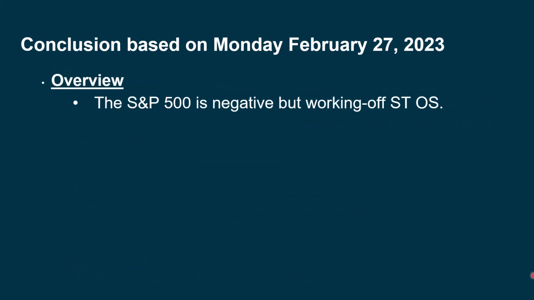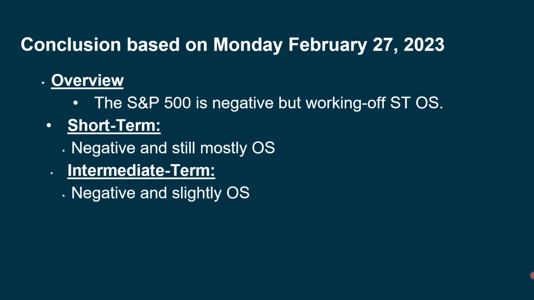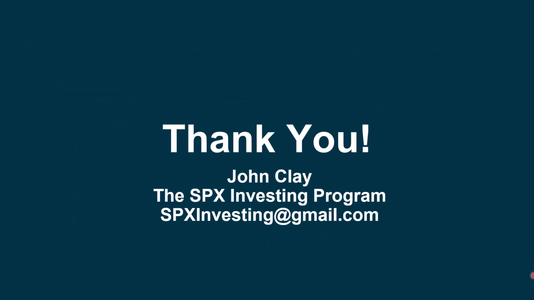So our conclusion, the S&P is negative. It's trying to work off this short-term oversold condition. Short-term still negative and mostly oversold. Intermediate term, just a few indicators that are oversold. Long-term, we still remain positive as long as we're above the 200-day simple moving average and the recent golden cross that we saw.